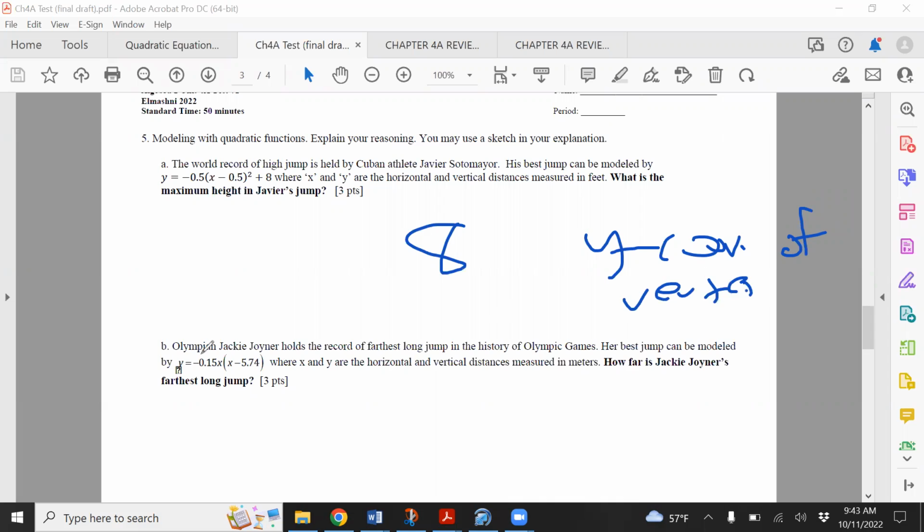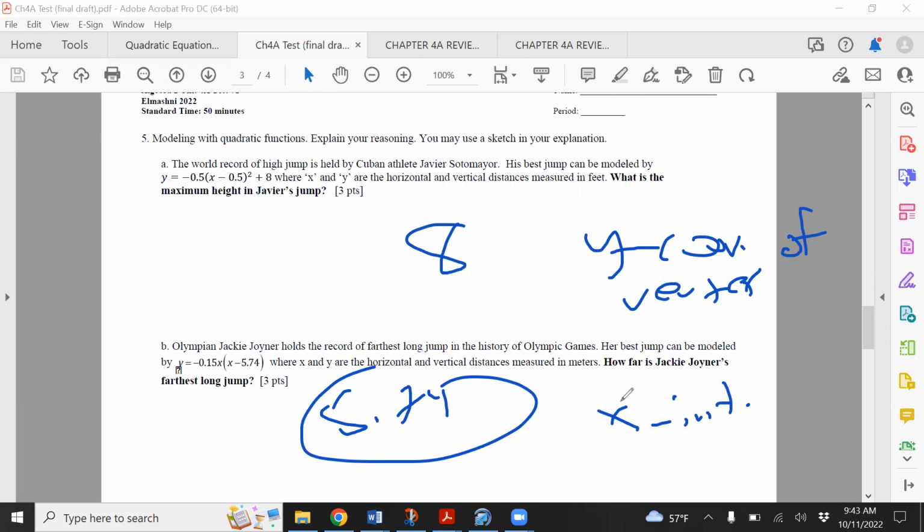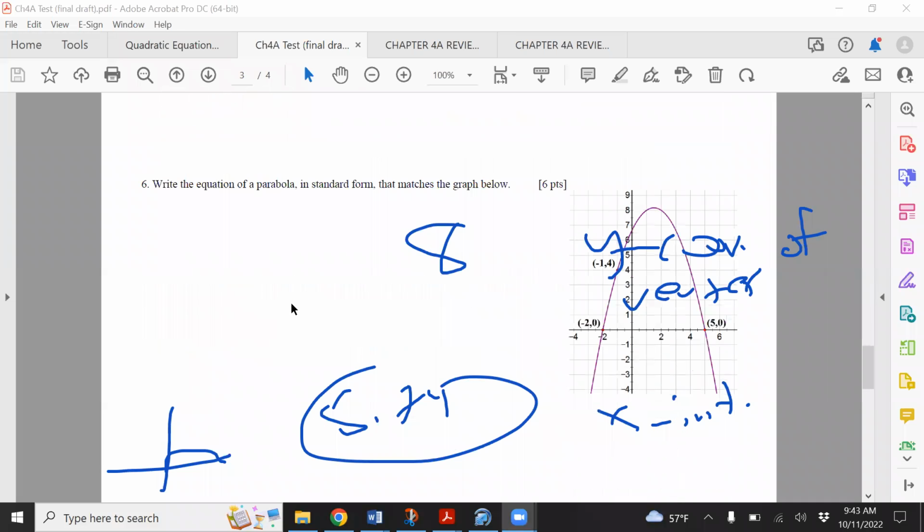Takes like 10 seconds. Here, 5.74, done. X-intercept, because that's what's supposed to happen, right? You jump, you land. So there you go. That's it. That's all I had to do. So that's number 5. I don't have to say more on that, but don't do too much work. That was crazy.